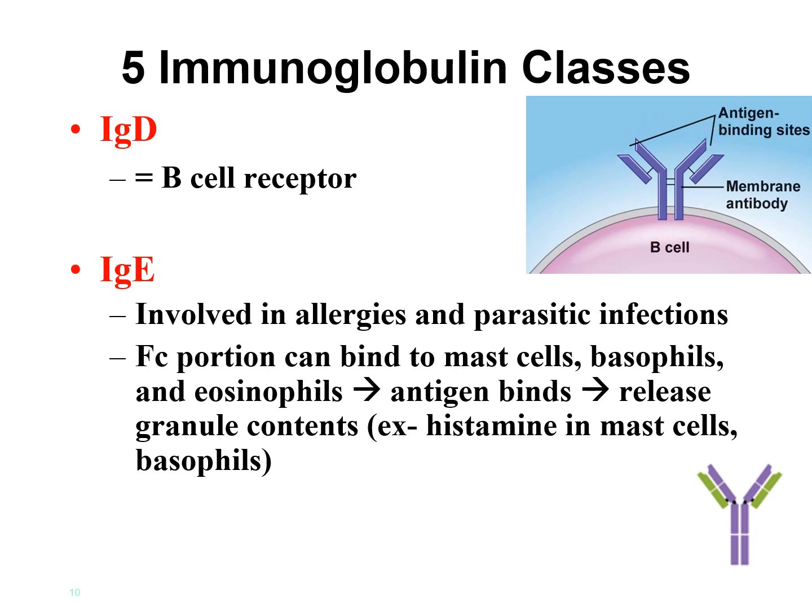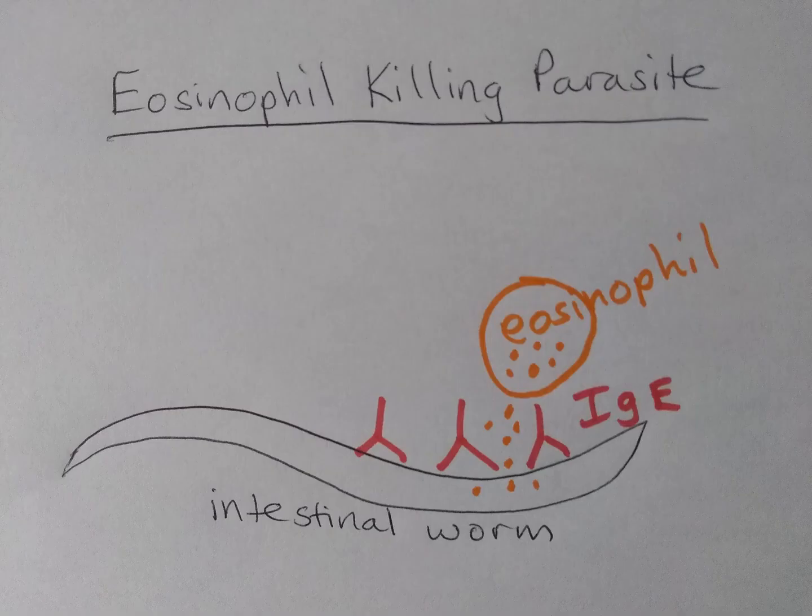The IgE antibodies are just a single antibody, and they're involved in allergies and also killing parasites. We'll take a look at their use in allergies when we get to chapter 19. And then let's take a look at how the IgE antibodies help kill parasites. So here we've got an intestinal worm. It becomes coated with the IgE antibodies.